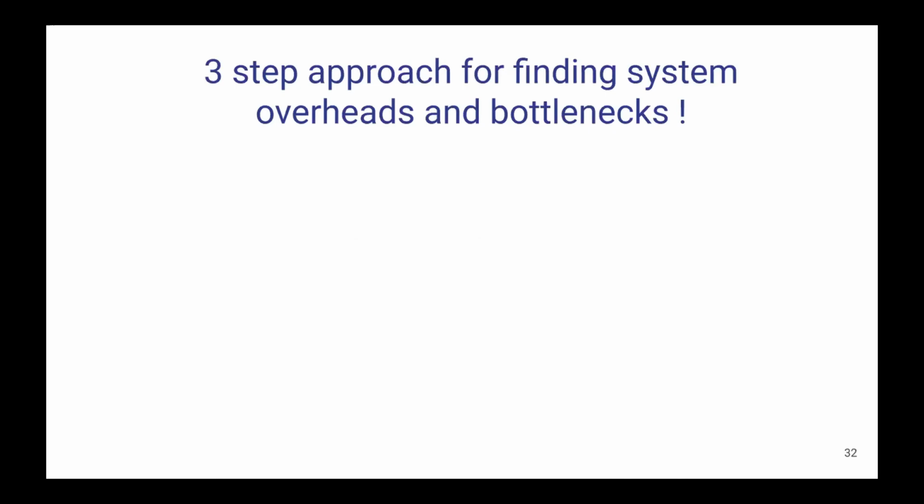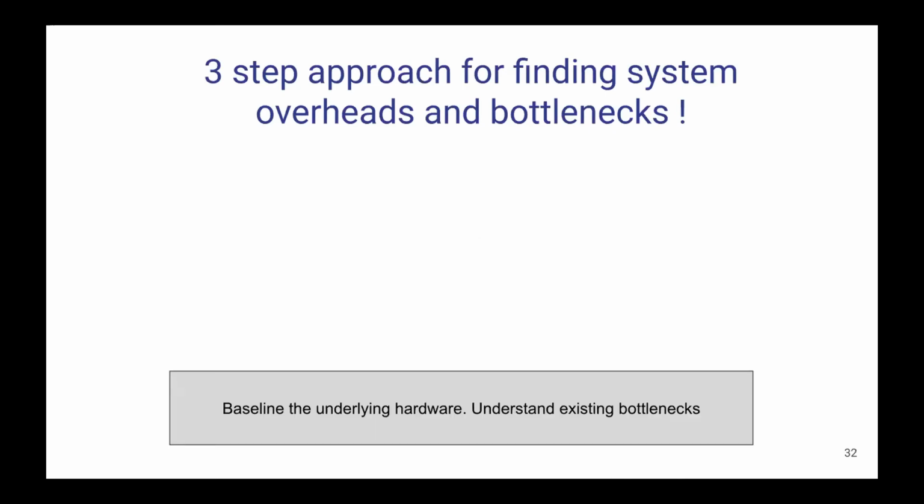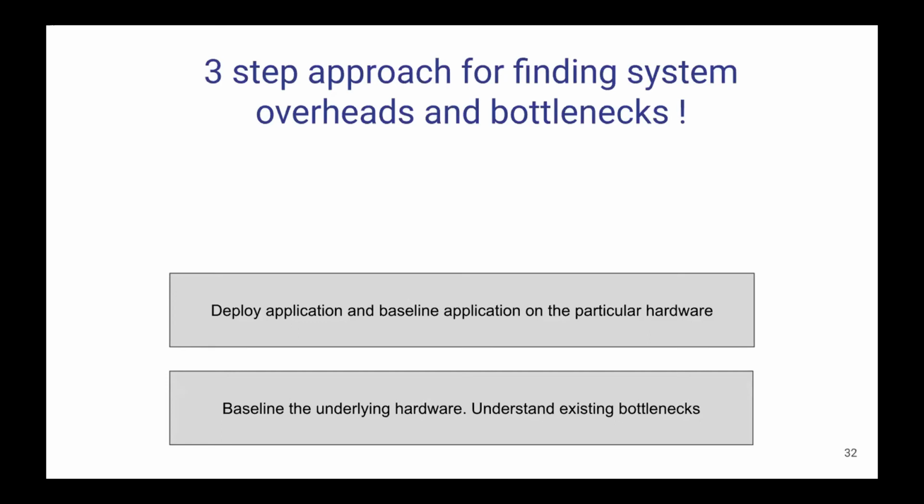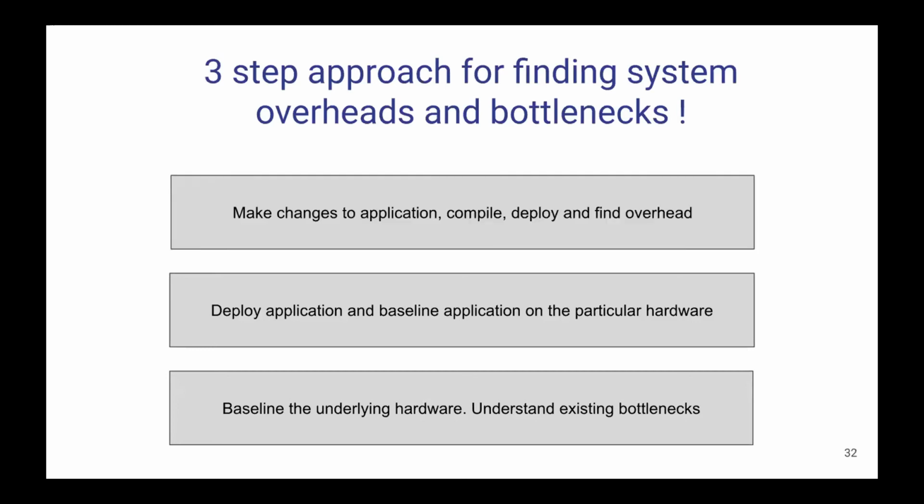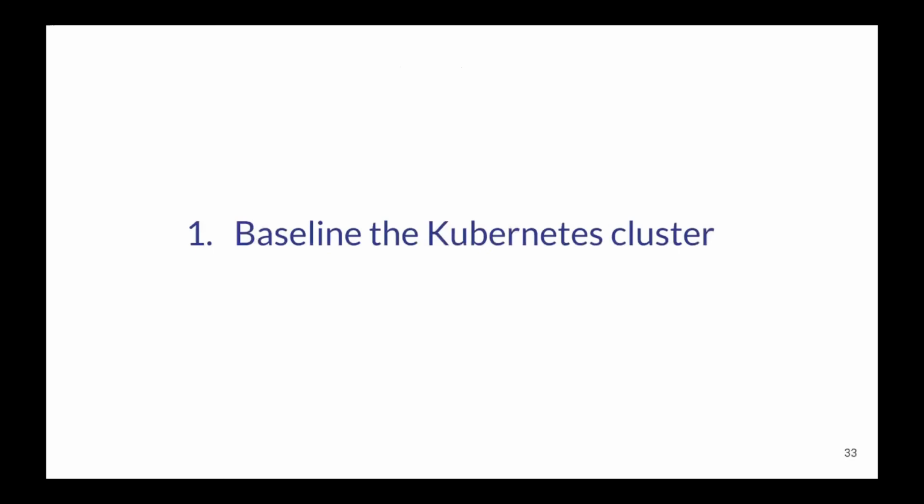Yeah. Sorry. Okay. So there's a three-step approach for finding overheads and bottlenecks. First, you baseline the underlying infrastructure, the underlying hardware in terms of disk or network. Then you deploy an application, the vanilla version of a software, and find out its performance on that particular infrastructure. Then you make customizations to that application and compile and deploy it in a loop and find the overhead each time and optimize accordingly.